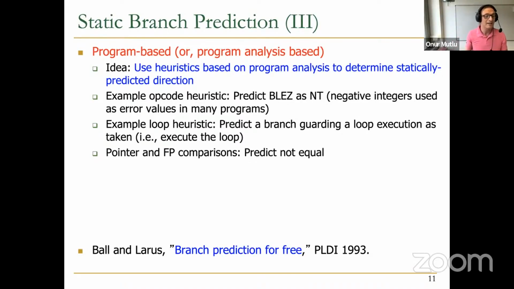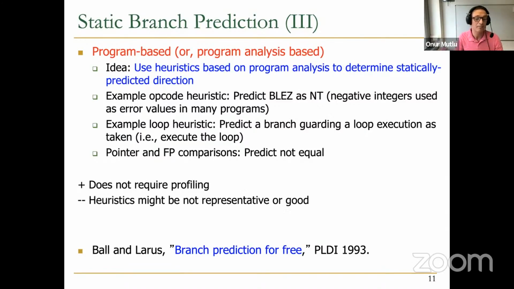If you're comparing, for example, a pointer and floating point, predict not equal. I don't know why people would do that, but usually floating point comparisons do not match. Usually comparisons of two floating point numbers do not match, and usually comparisons of two pointers do not match also. So these are two different things. If you're comparing two pointer values or two floating point values, usually they're not equal. That's what they're saying. And this makes sense, actually. So you can basically read the paper to see more example heuristics. These don't require any profiling, as you can see, because these are basically semantic based.